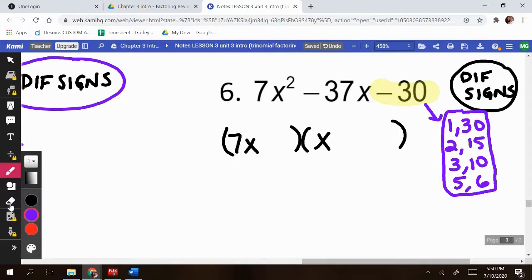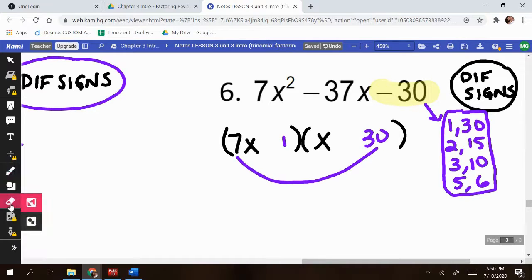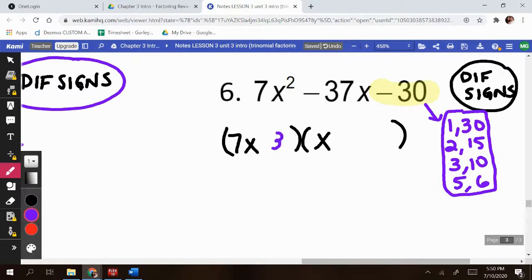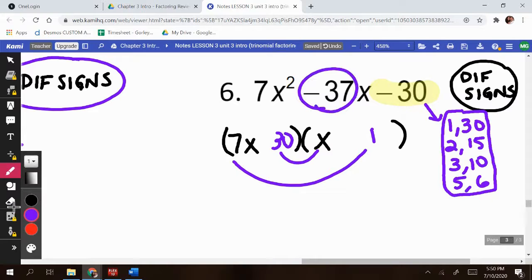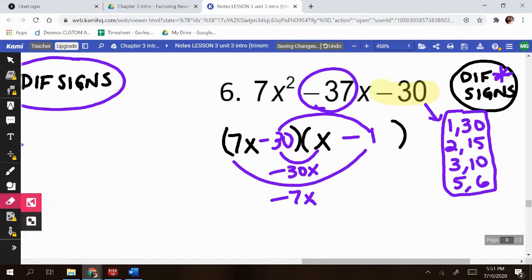All right, let's think about it. Honestly, I'm just going to start plugging in numbers. I'm probably not going to use 1 and 30 like this, just because 7 times 30 is going to be a huge number. So if I flip-flop that and do 30 and 1, we would get 7x and 30x. And actually, if I want negative 37, that could work, right? 7x and 30x. But remember, they have to be different signs. So unless I make both of these negative, you're not going to get negative 37x in the middle, right? But if you make both of them negative, do you see how last times last won't be negative 30? So that's actually not going to work, even though that's tempting to do.